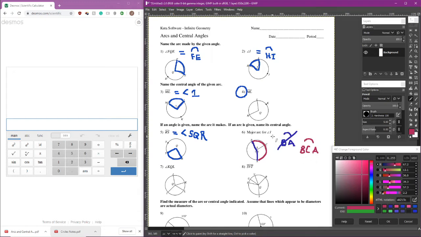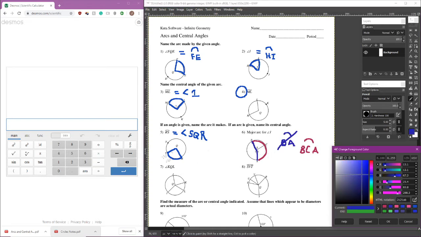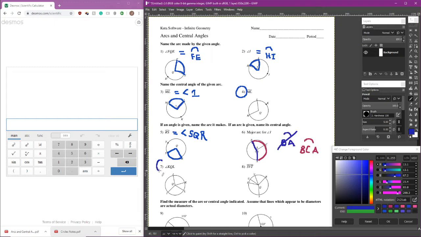You also would not want to say that angle 1 equals BCA. Angle 1 equals the minor arc BA, but the major arc is bigger, so you can't put an equal sign like we did before. Okay, for your assignment, go ahead and find angle KQL and tell me what that arc would be that goes with that angle. Then go find for me the arc SVT and tell me what the angle would be that intercepts that.